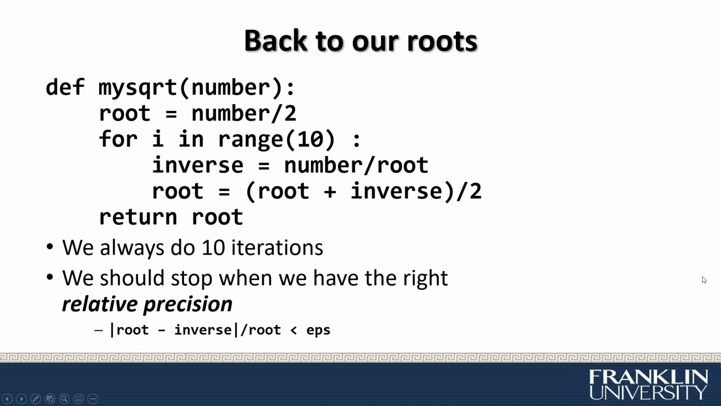Let's go back to our square root example that you have seen in the lectures in the past weeks. I will do it like 10 times, but you have seen before the root did not change after a certain iteration. Instead of doing 10 times, it should stop when we have the right relative precision. In other words, between each successive calculation, if the change is only so small, I don't really need to do any more.